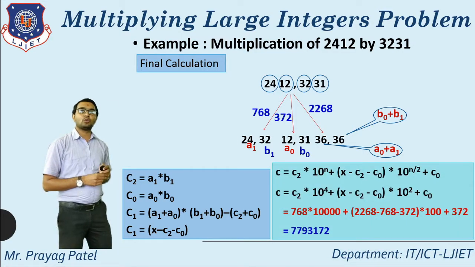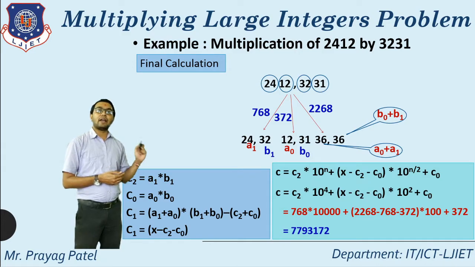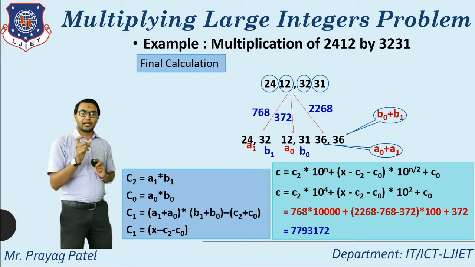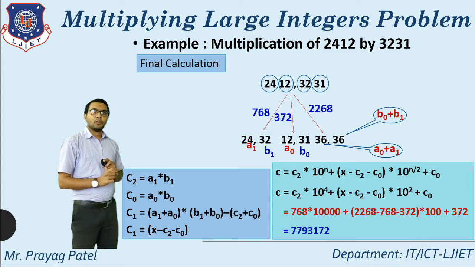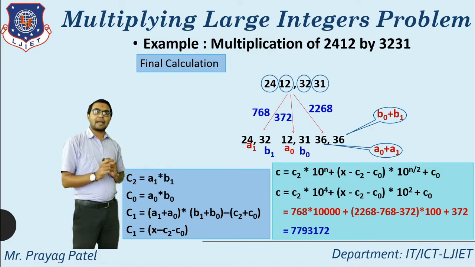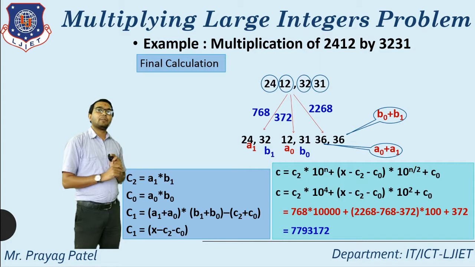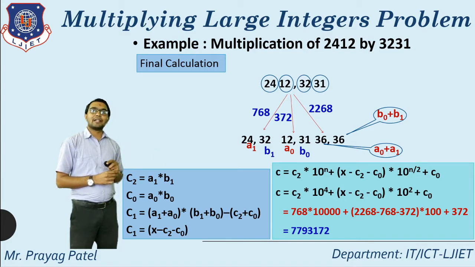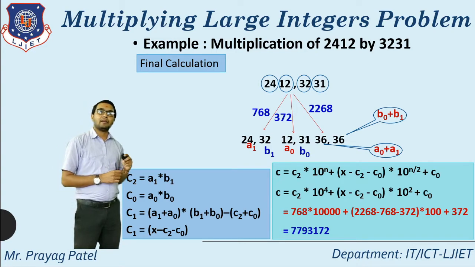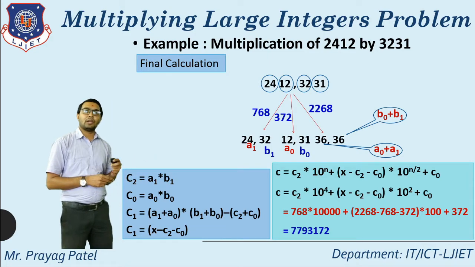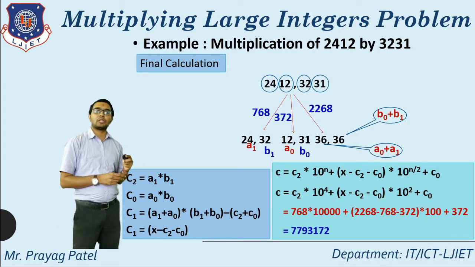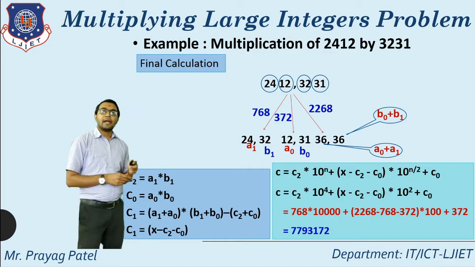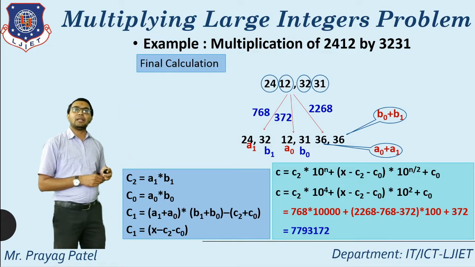So here C equals C2 into 10 raised to n. Here consider n equal to 4, because the given number 2412 is a four digit number. So n equals 4. So consider C2 into 10 raised to 4 plus x minus C2 minus C0 multiplied by 10 squared plus C0. Here C2 equals 768 multiplied by 10 raised to 4 plus 2268 minus 768 minus 372 multiplied by 100 plus 372. So we will get the final answer 7793172. According to this, we can find the multiplication of large numbers.